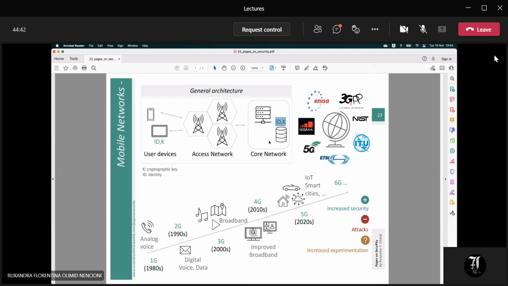So this is roaming. And then we also have the handover. Maybe it's less known as a term, handover.